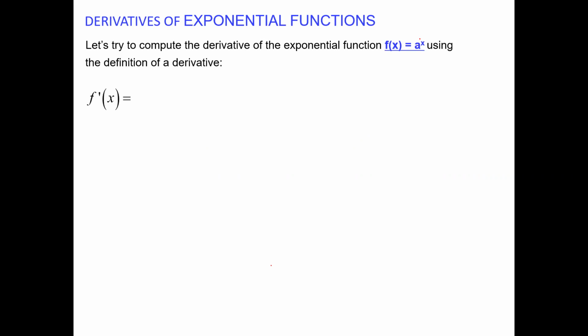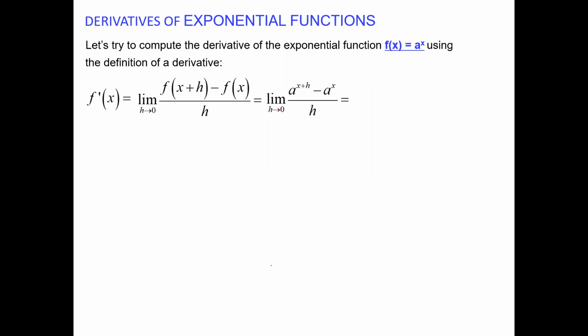f prime is defined as a limit, as h goes to 0, of f of x plus h minus f of x over h. Let's evaluate this limit for our function a to the x.